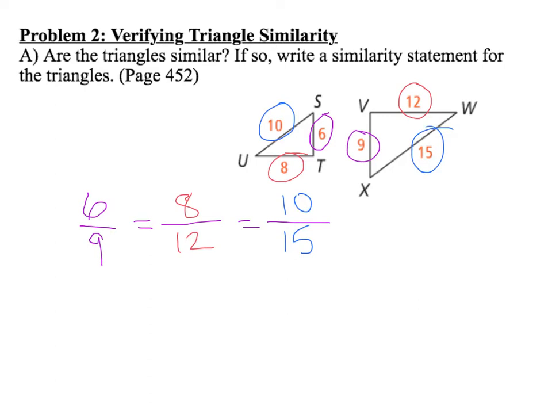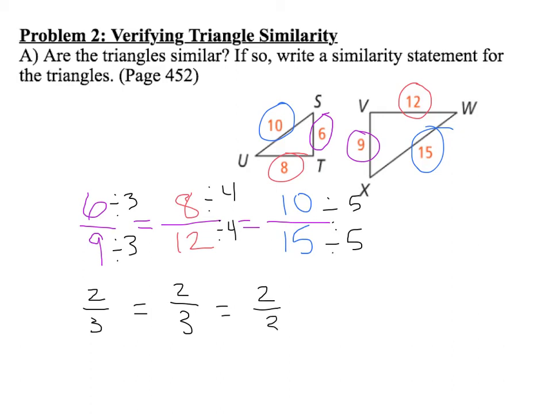Now we have to see if these match, so we have to see if they will reduce to all of the same number. If we reduce 6 over 9, we get 2/3. If we reduce 8 over 12, dividing both by 4, we get 2/3 also. The 6 and 9 I divided by 3. If we divide both of these by 5, we get 2/3 again. So they all reduce to the same fraction. So yes, they are similar.